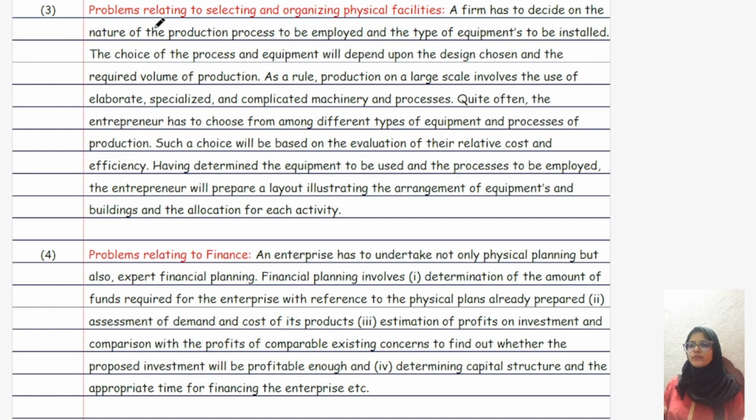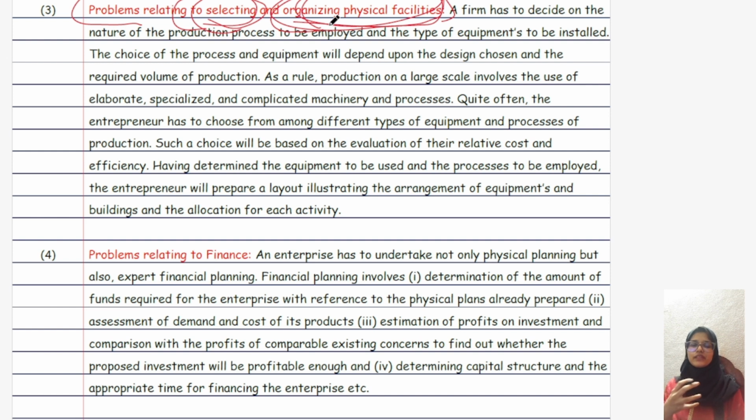And we have problems relating to selecting and organizing physical facilities. What does that mean? It means which type of production process you want to select. We have labor intensive techniques, capital intensive techniques, and so many other types of production. But which one do you want to take? Which one will help you incur less cost and also provide a good, efficient output? That is problems related to selecting and organizing physical facilities.